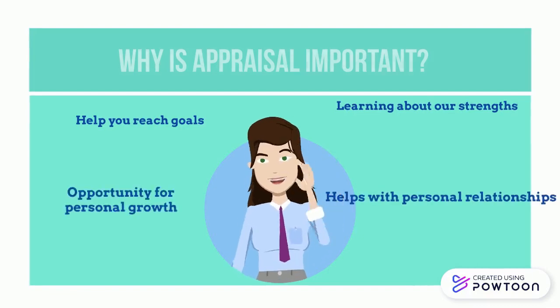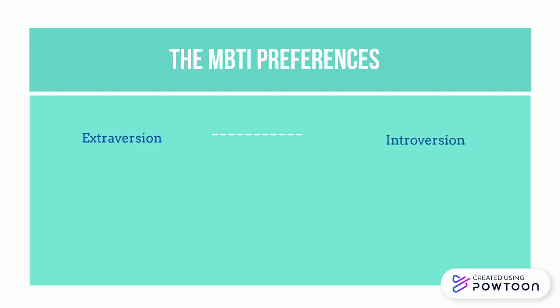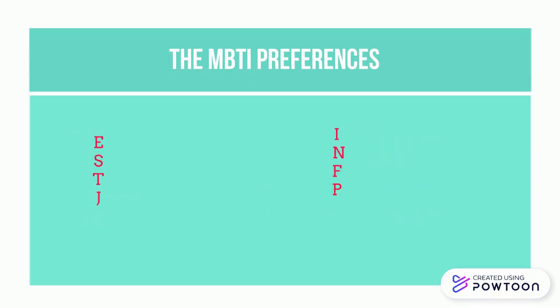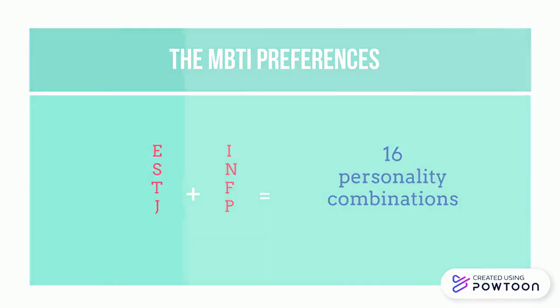The MBTI preferences are divided into 4 main preference pairs: extroversion versus introversion, sensing versus intuition, thinking versus feeling, and judging versus perceiving. There are 8 preferences altogether, which when combined make 16 different personality combinations.